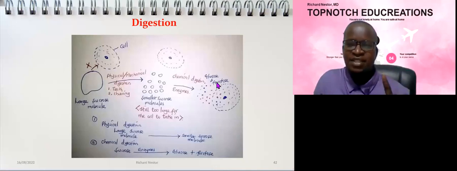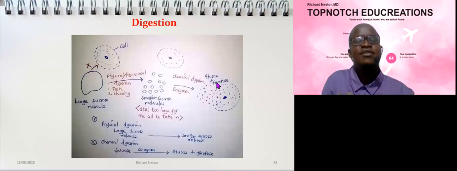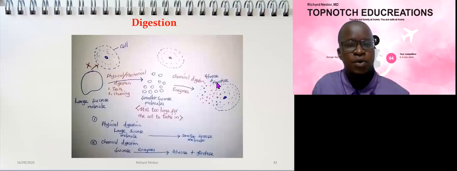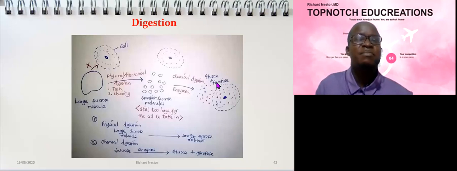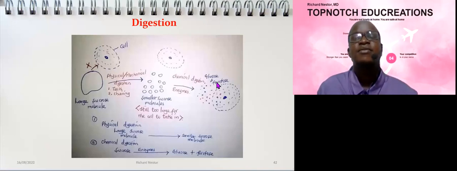Remember, sucrose is a disaccharide. And a disaccharide, when hydrolyzed or when broken down into the constituent monosaccharides, gives us one molecule of glucose and one molecule of fructose. So glucose and fructose are monosaccharides, and these ones now are very much simpler, so they can easily be taken in by the cells for various metabolic reactions.